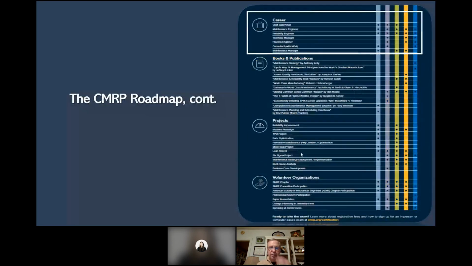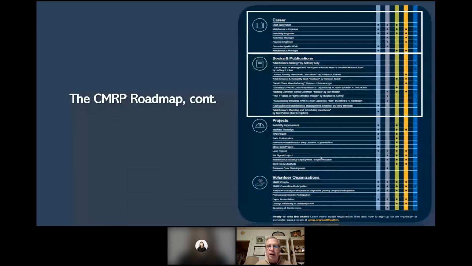So the roadmap continues, career, whether you're a maintenance craft supervisor, maintenance engineer, reliability engineer, technical manager, process engineer, consultant, maintenance manager, and then you got books, publications. This is part of the CMRP roadmap. You got Maintenance Strategy by Anthony Kelly, The Toyota Way: 14 Principles from the World's Greatest Manufacturer, Juran's Quality Handbook, Maintenance and Reliability Best Practices. This book here is one you're really going to have to, if you're going to take the CMRP, you need to go ahead and buy the book, okay?